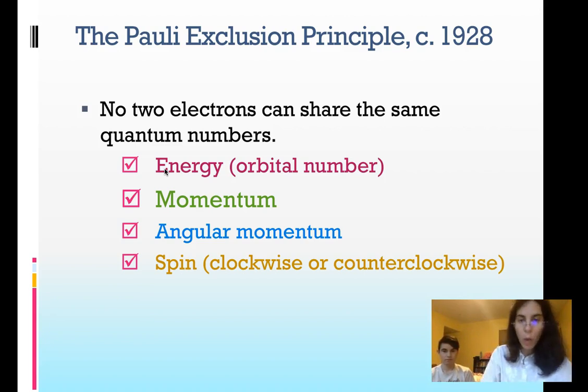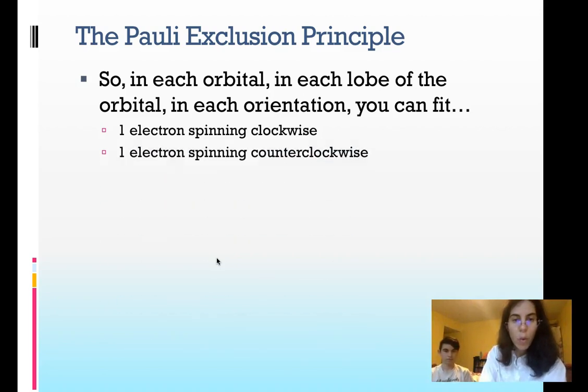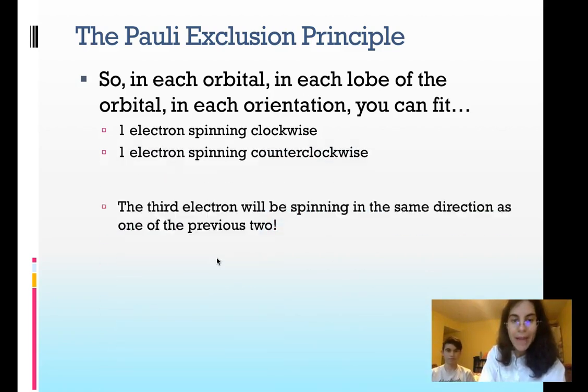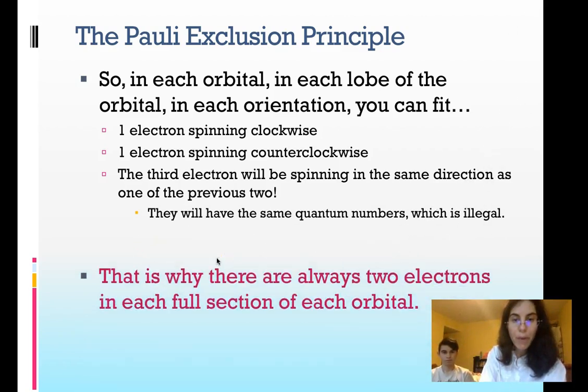One clockwise, one counterclockwise. And after that, it's going to have the same quantum numbers, starting with spin, as at least one other electron, and it's going to get booted out into another orbital. So in each orbital, in each lobe of the orbital, in each orientation, you can fit one clockwise, one counterclockwise, and then you are done. Bonk! That's why there are always two electrons in each full section of each orbital.